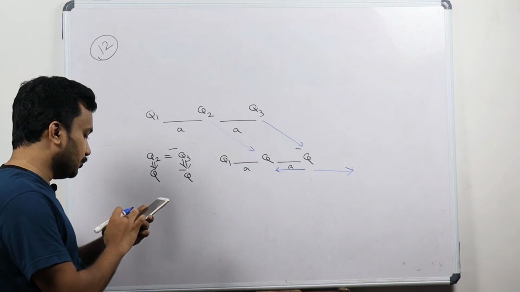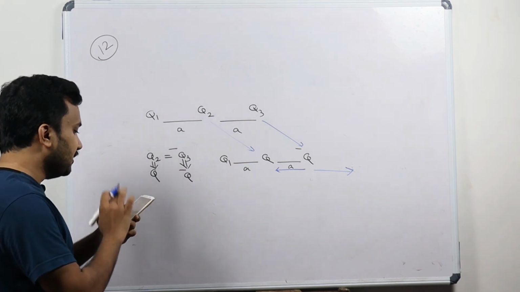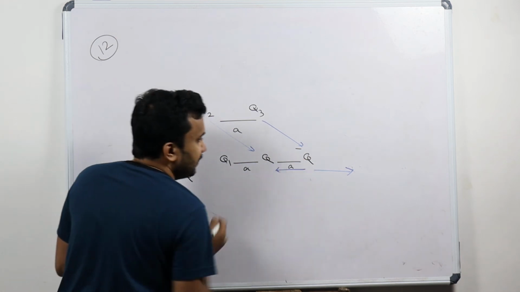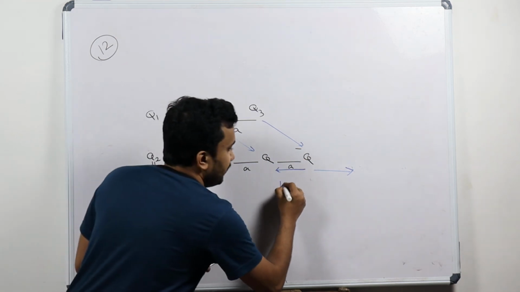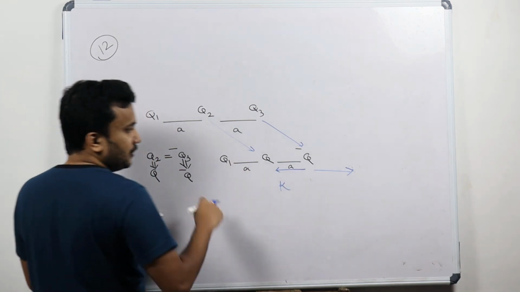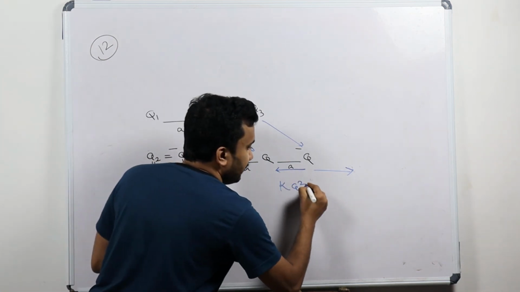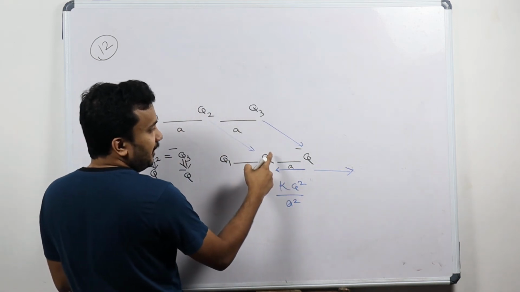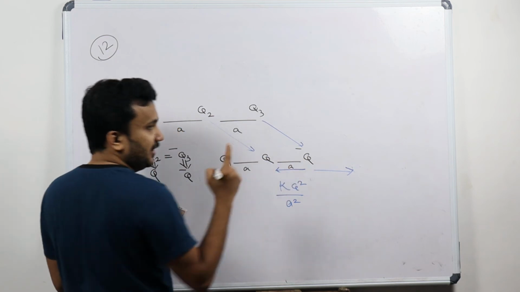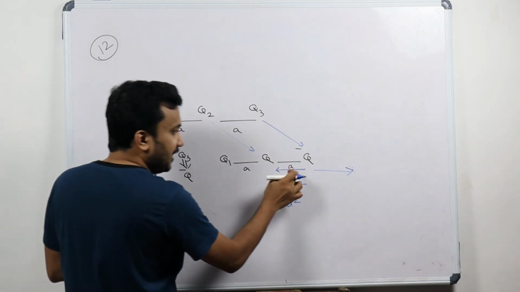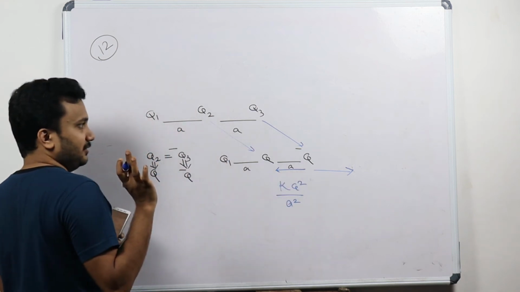Okay, total force equal to 0 is a condition which is given there. So we will make use of that condition. First we will find this force. What is this force? K into Q into Q, so Q square divided by A square. If you multiply this with plus Q and minus Q, you will get minus Q here. So that minus is representing this direction, that's all.